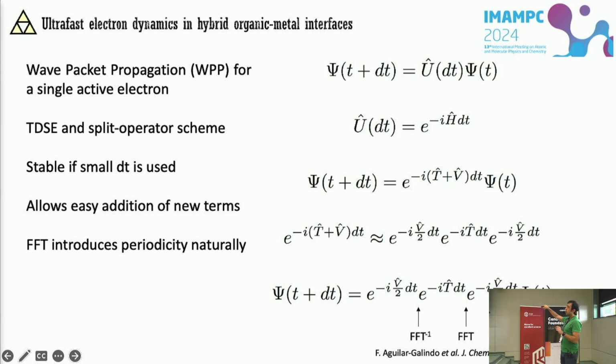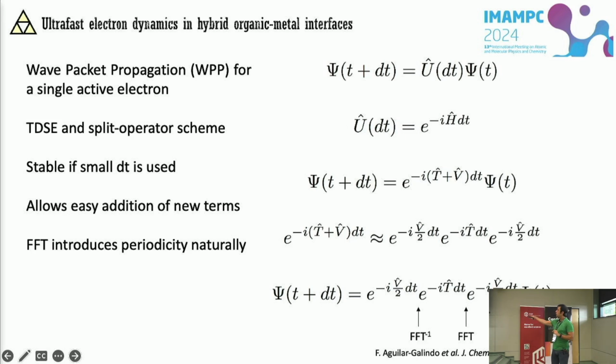We use the split operator scheme, so we divide the Hamiltonian, the time evolution, into kinetic plus potential energy. Since these operators do not commute, we have to split, and this introduces some numerical error, so we have to keep a small time step in order to be stable. It's also important to say that kinetic energy is very easy to compute. It is diagonal in the reciprocal space, in the momentum space.